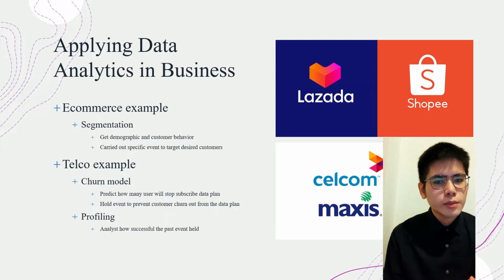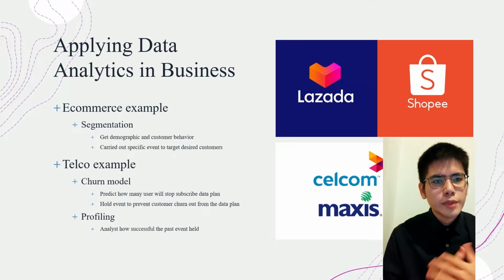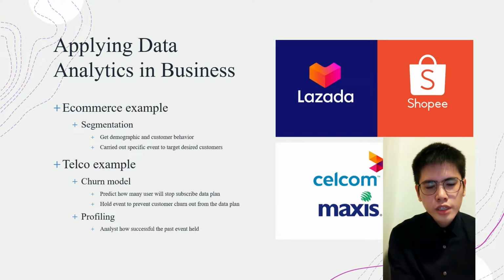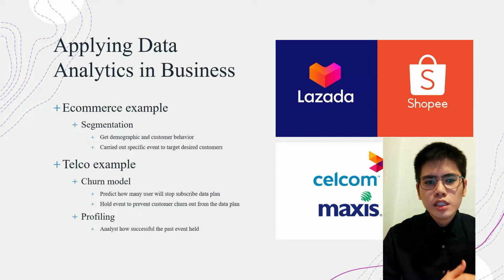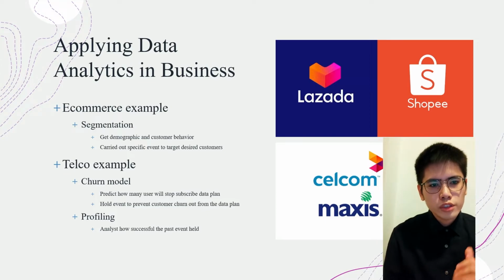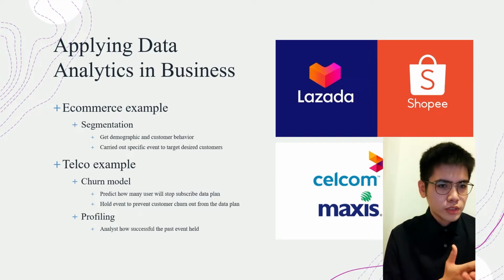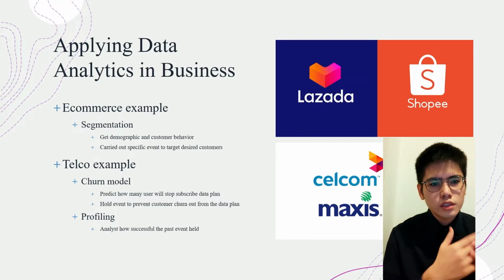So, a few examples of data analytics in business. First is e-commerce. E-commerce will do something like segmentation to get the demographic and customer behavior from the data. Then, they will carry out specific events to target desired customers based on the demographic and also the customer behavior. Data companies like Telkom, DiGi, and Maxis will do something called a churn model, using an algorithm to predict how many users will stop subscribing to the data plan. So they will hold a few events to prevent customer churn from the data plan. Events such as one ringgit to get a new mobile phone or maybe one ringgit to get 10 GB data are also this series of events.